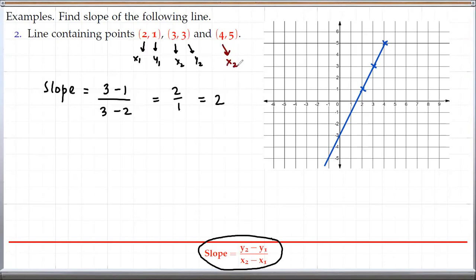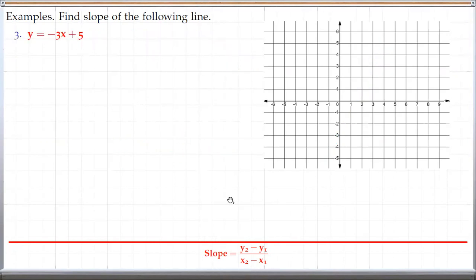Now instead, if you choose to use the other 2 points, 4 and 5 as x2 and y2, let's see if we get the same slope. So slope will be y2 minus y1, 5 minus 1 on the top, divided by 4 minus 2 in the denominator. So you get 5 minus 1 is 4, divided by 4 minus 2 is 2, which is 2 again. So no matter which 2 points you pick, you get the same slope. So the slope of this line is 2, which is the rate of change of y with respect to x.